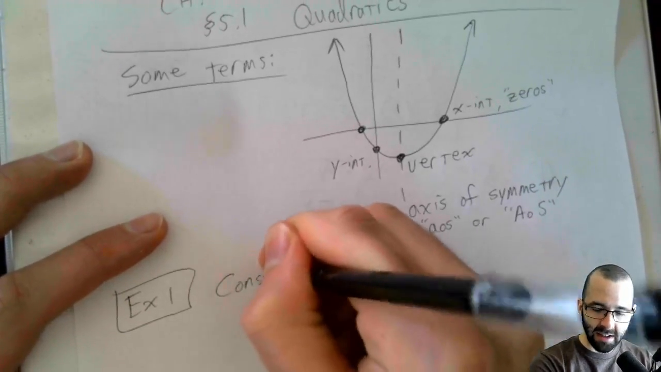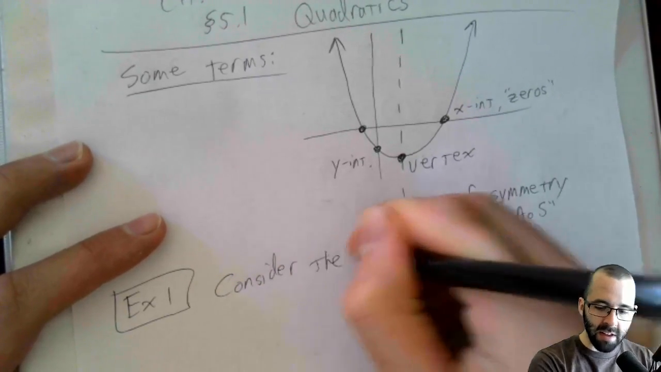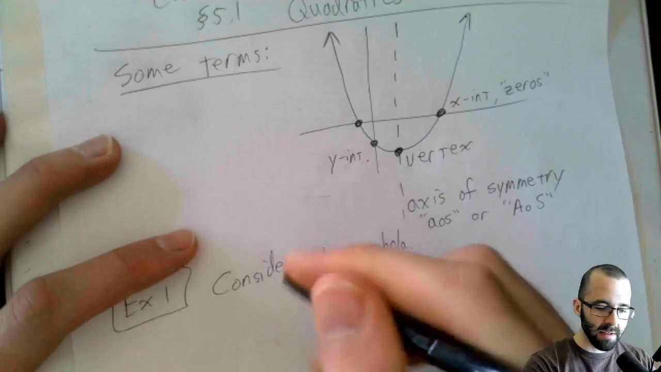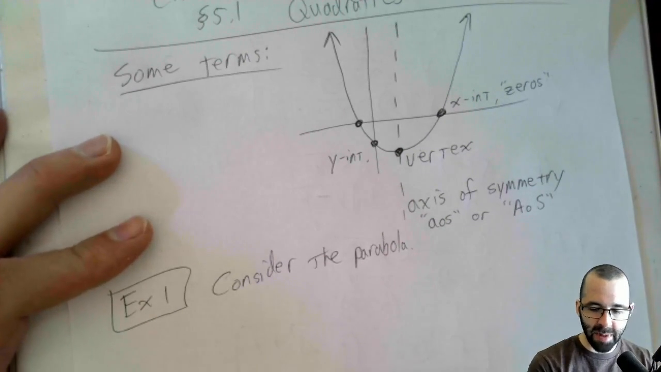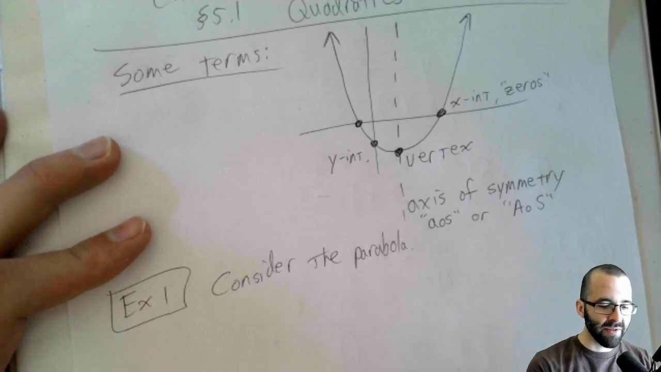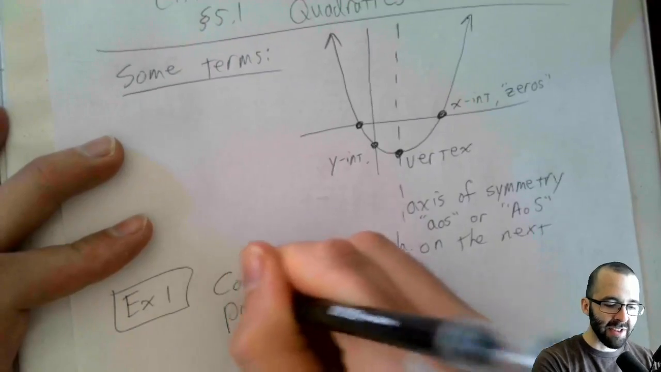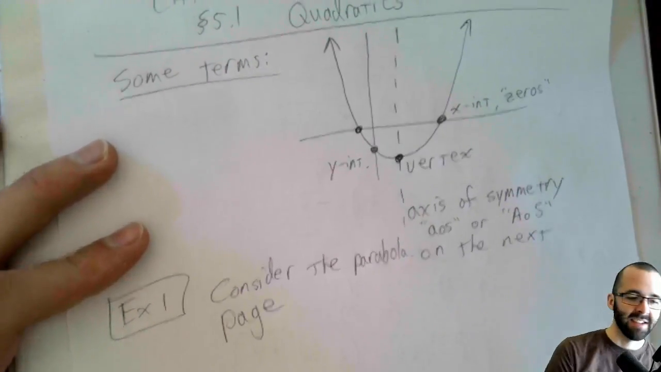All right, consider the parabola given. I should have done this on the next page. We're gonna have to be flipping on the next page, right? I don't have to flip my page to show you guys. So consider this parabola, it'll look something like this.